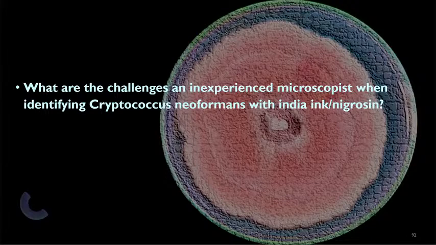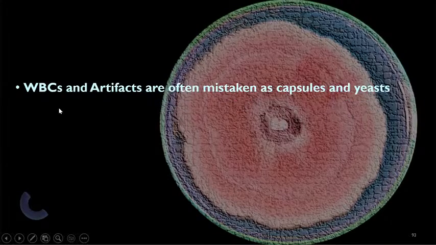Very good. So see, that is the most important thing that you need to remember. When you're an inexperienced microscopist, majority of the time you will have a certain level of confusion when it comes to identifying parts or structures of the particular slide or cell that you're viewing. And in this case, it's the WBCs and artifacts that are often mistaken as capsules and yeasts. Okay? Clear?